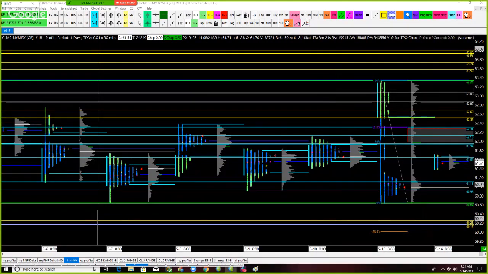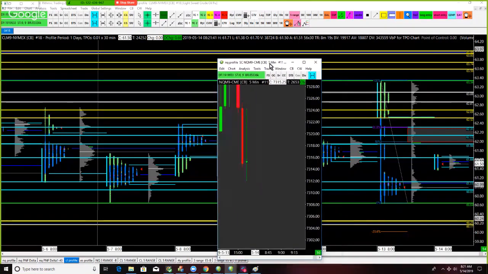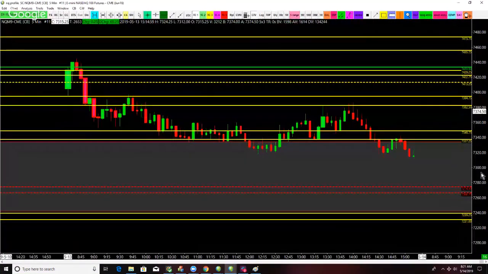Let's go look at NQ really quick. This is NQ from yesterday. Before I go and change it, you can see that we rejected out of this zone. See how this zone traded over and under?